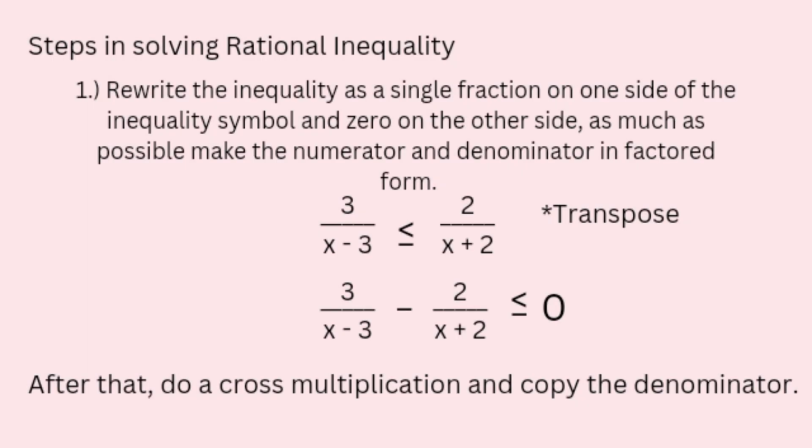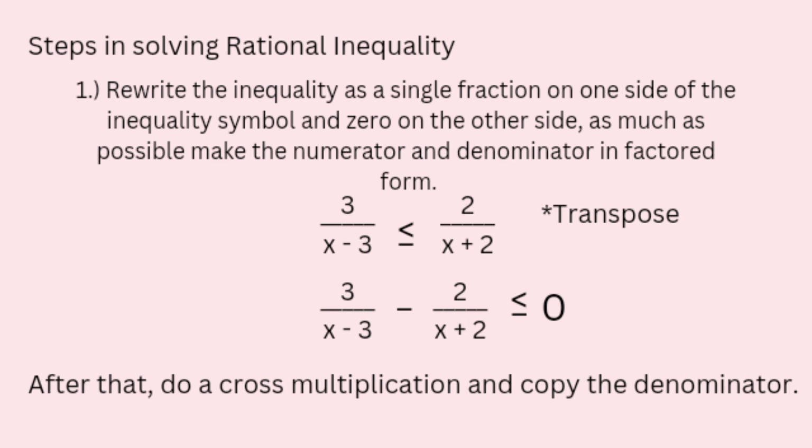Good day, sir, and my fellow classmates. I will show you the step-by-step of how to solve this rational inequality. For the first step, rewrite the inequality as a single fraction on one side of the inequality symbol and 0 on the other side. As much as possible, make the numerator and denominator in factor form. So how are we going to do that?